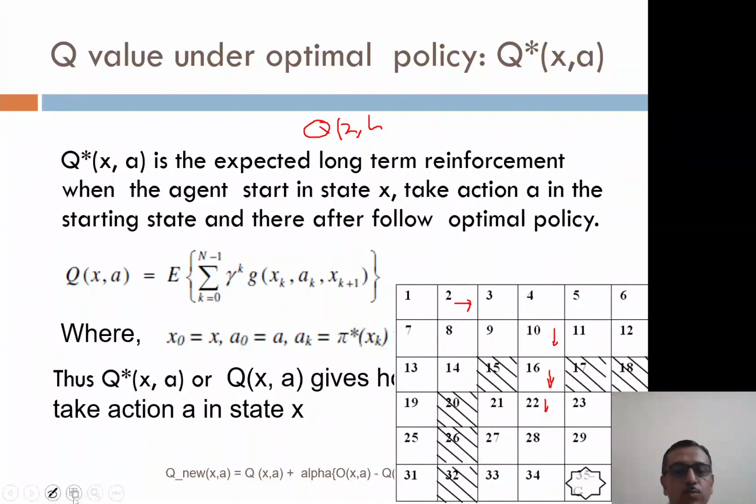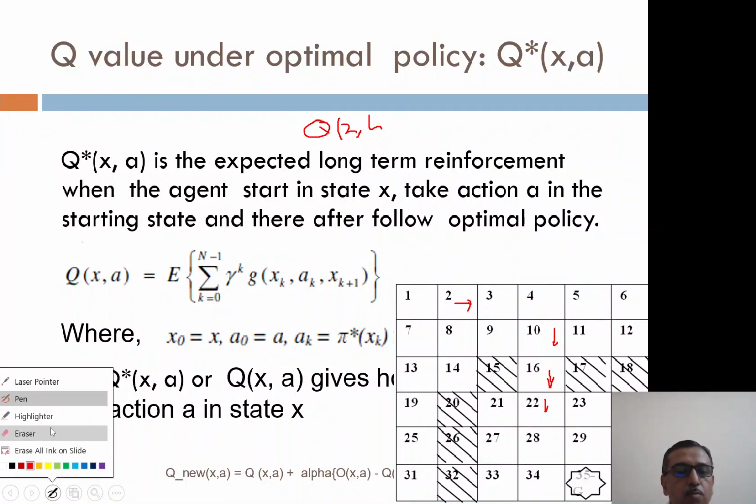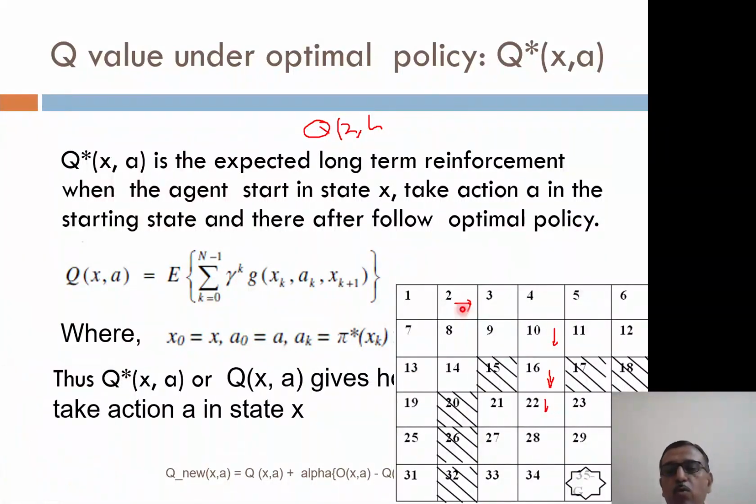You are in 2, you took one left action. After that you follow the optimal policy. So it's 1, then move right 2, move right 3, move right 4, move down 5, move down 6, move down 7, move down 8, move down 9, move right 10. So Q(2, left) will be equal to 10.